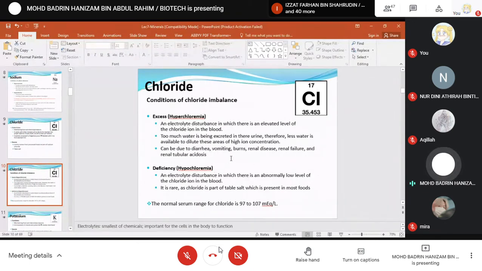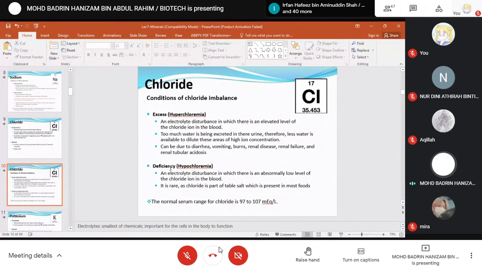All right, how about the deficiency of chloride? The deficiency of chloride, we call it hypochloremia, an electrolyte disturbance in which there is an abnormally low level of the chloride ion in the blood. This is rare because, as I just explained, we can get lots of chloride and sodium in our diet. As chloride is part of table salt, which is present in most foods, the deficiency is very rare. So the normal serum range for chloride is between 97 to 107 milliequivalent per liter.